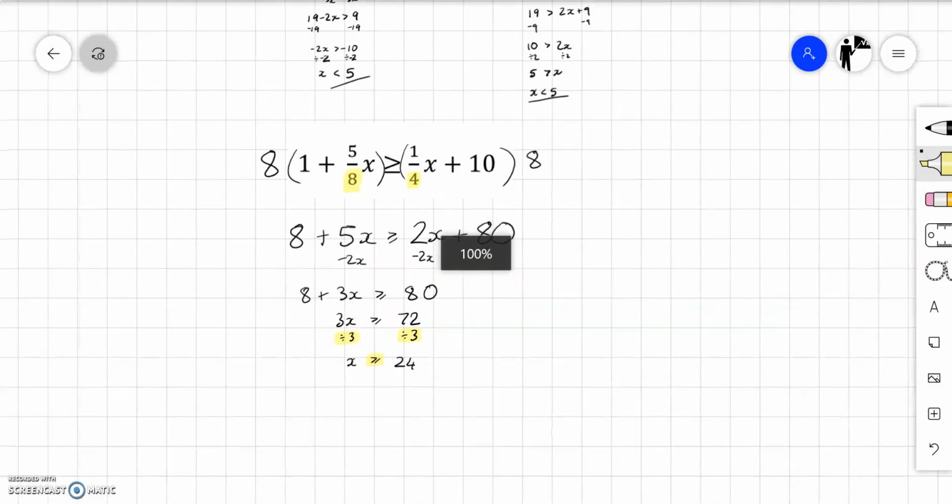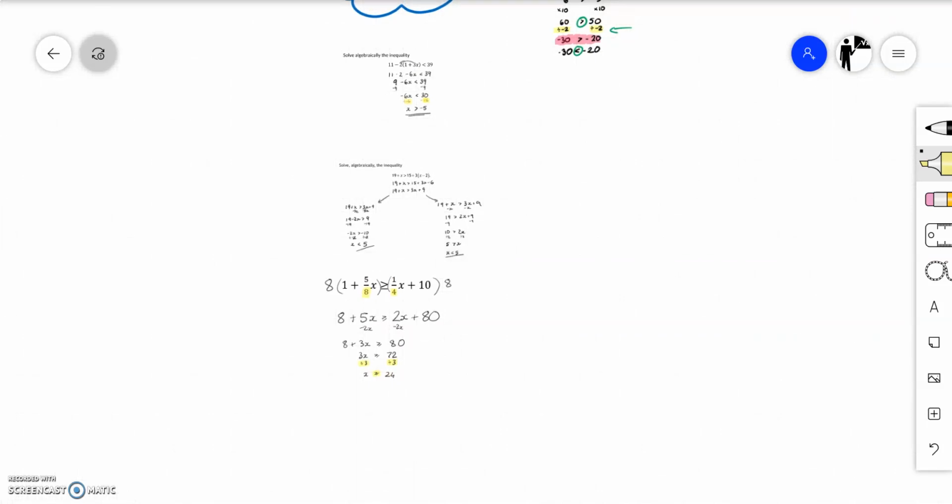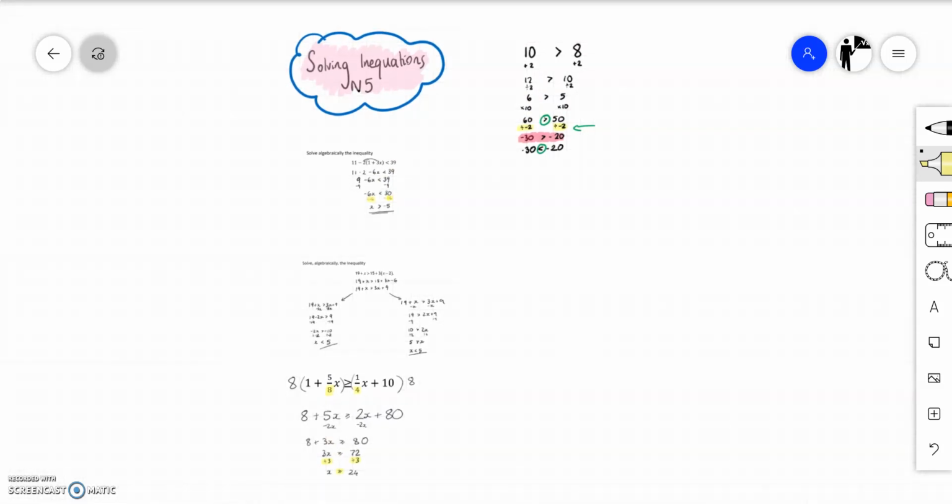Okay, so there were 3 examples on how to work through solving an inequation at the N5 level. The main idea here is that if we ever have to divide by a negative, the sign of the inequality switches direction.